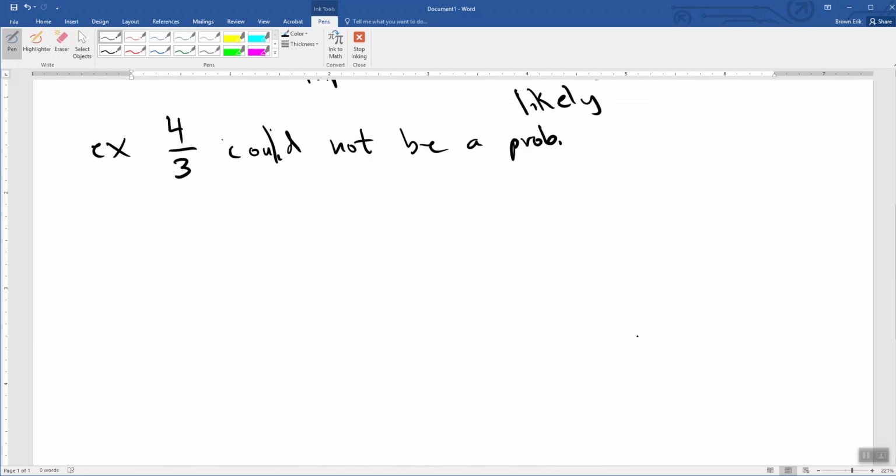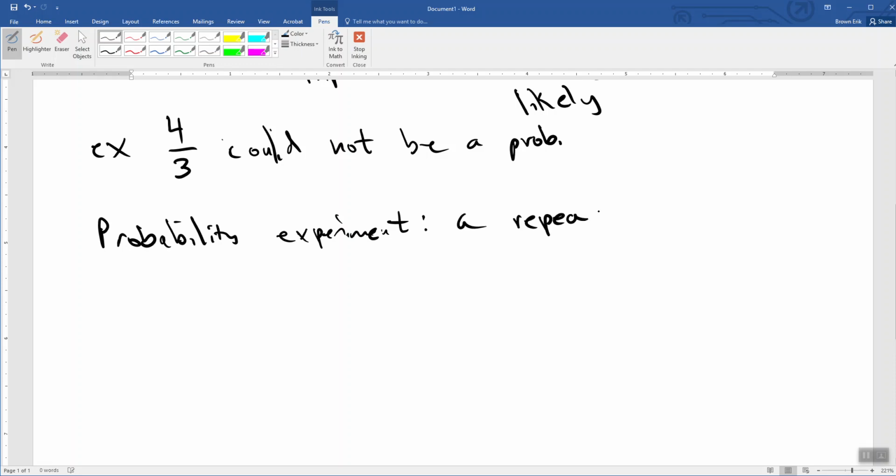Then you need to have a basic understanding of what a probability experiment is. And that's just any random process that's repeatable. Our textbook says a process that leads to well-defined results. So I'm just going to say a repeatable process. Well, let's be careful here. It's a random repeatable process.